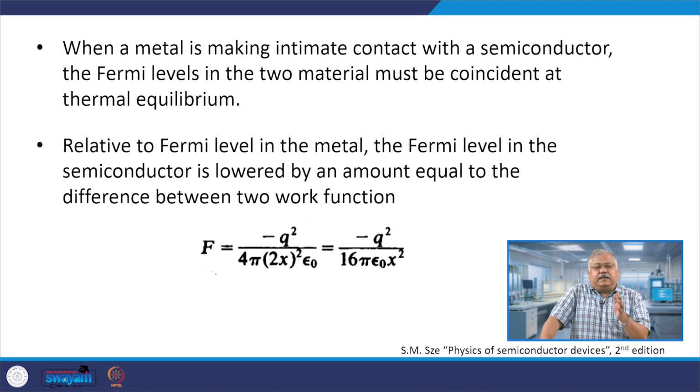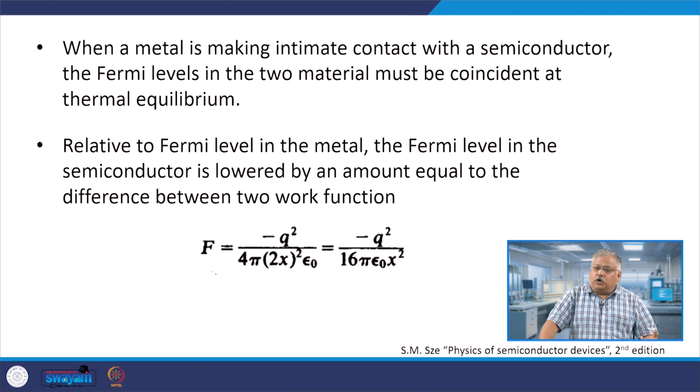So, when a metal makes contact with a semiconductor, obviously at thermal equilibrium the Fermi levels should coincide with respect to each other. However, relative to the Fermi level in the metal, the Fermi level in the semiconductor is lowered by an amount equal to the difference in the two work functions. I hope you understand this particular point.